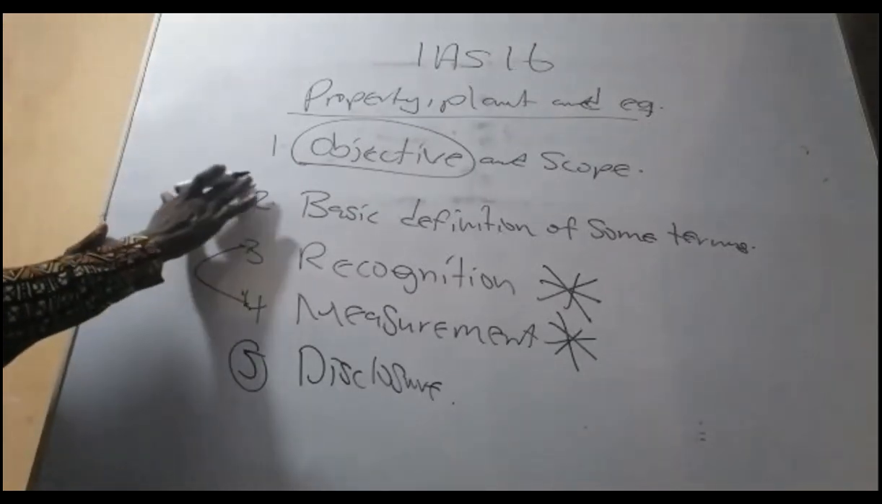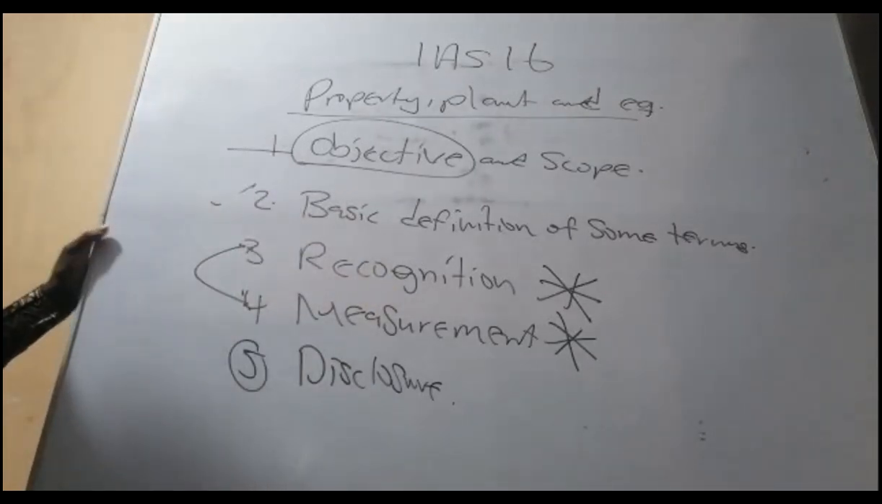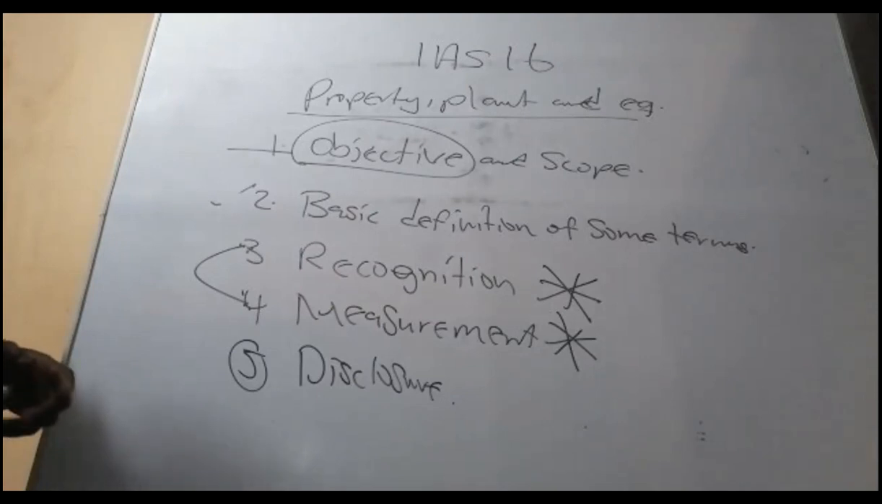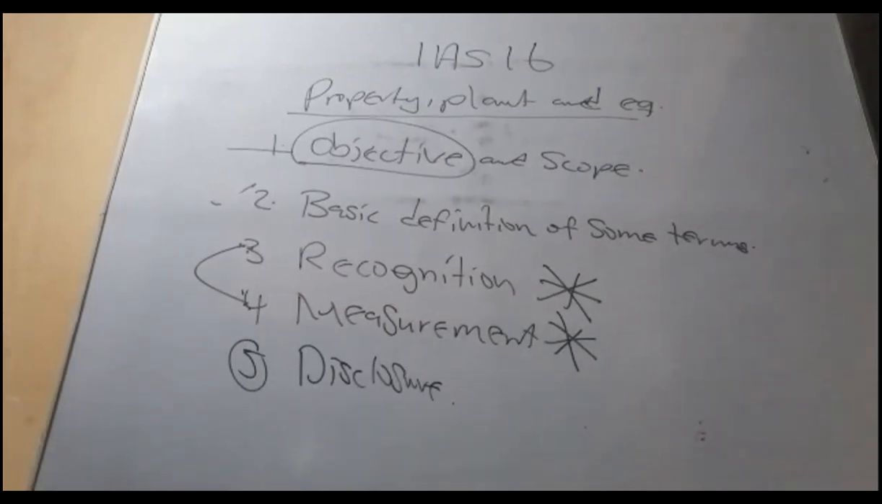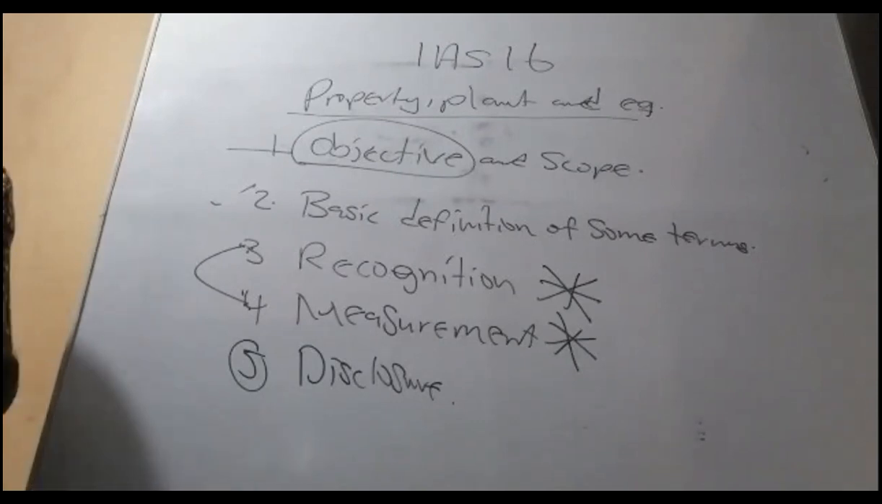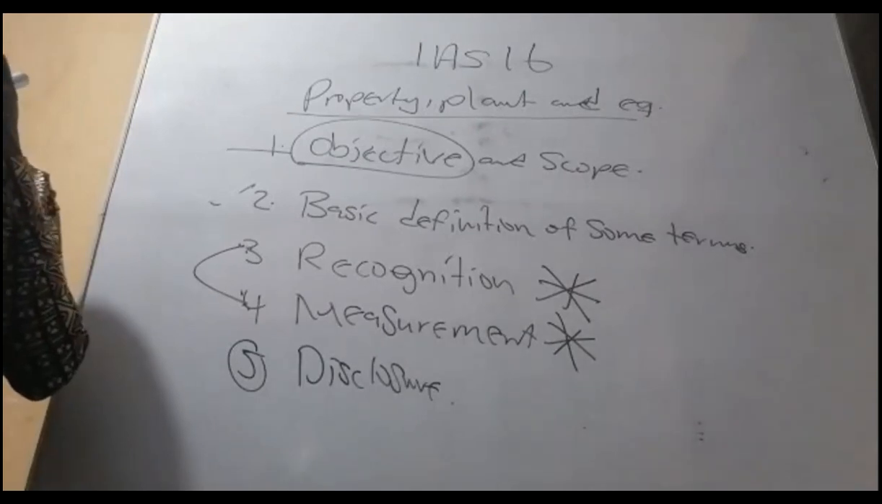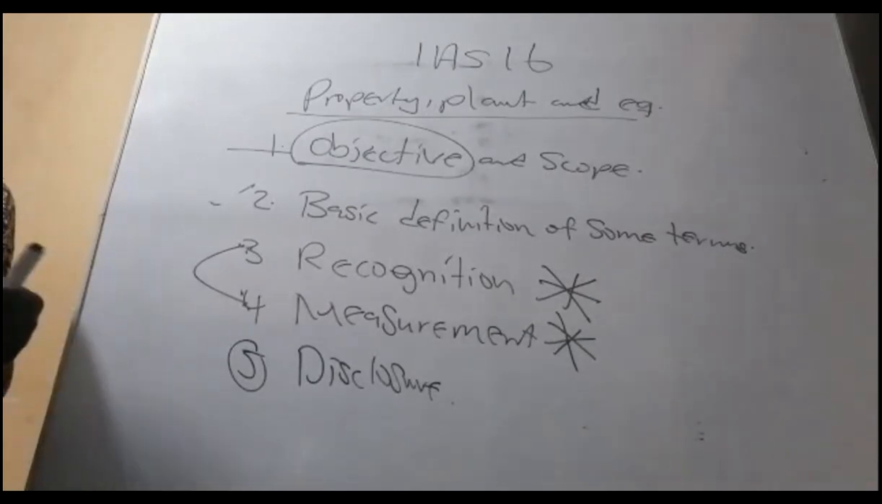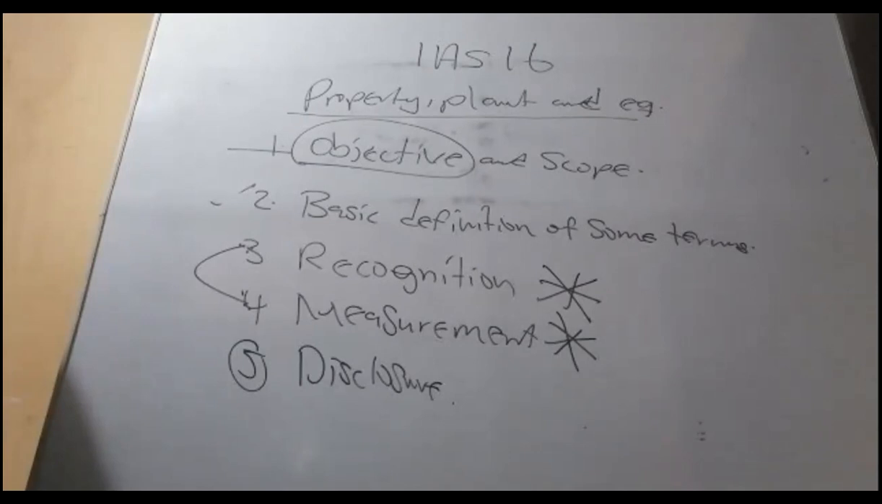So the exceptions are: 1, biological assets, except bearer plants. And if you want a detailed explanation, kindly visit the first video. It has been detailed in it, especially biological assets. 2, mineral rights and mineral reserves.